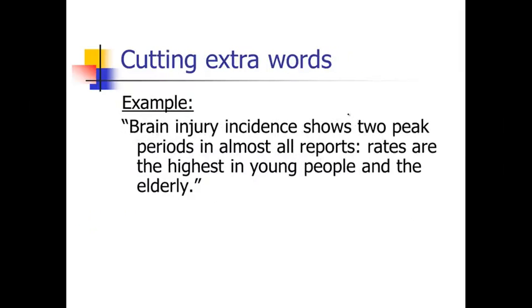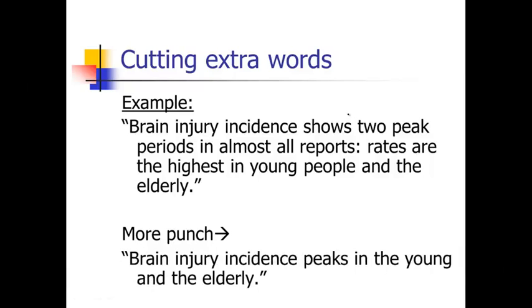So here's an example. Here's a perfectly good sentence. Brain injury incidence shows 2 peak periods in almost all reports. Rates are the highest in young people and the elderly. But compare that to the following, which has a lot more punch. Brain injury incidence peaks in the young and the elderly. See how much crisper, how much more power that second sentence has when we get rid of all the extra, extraneous, unnecessary words.